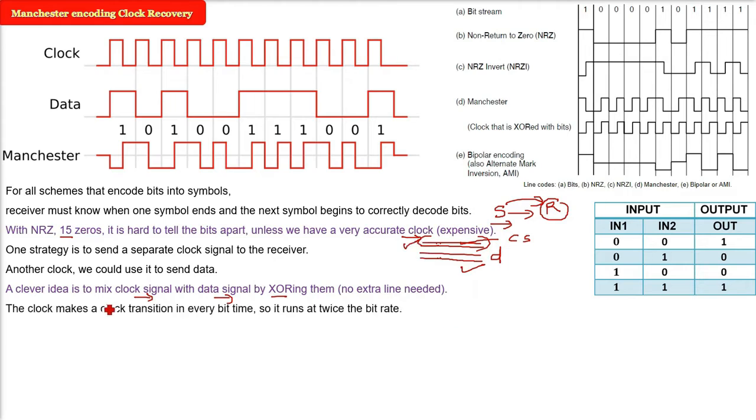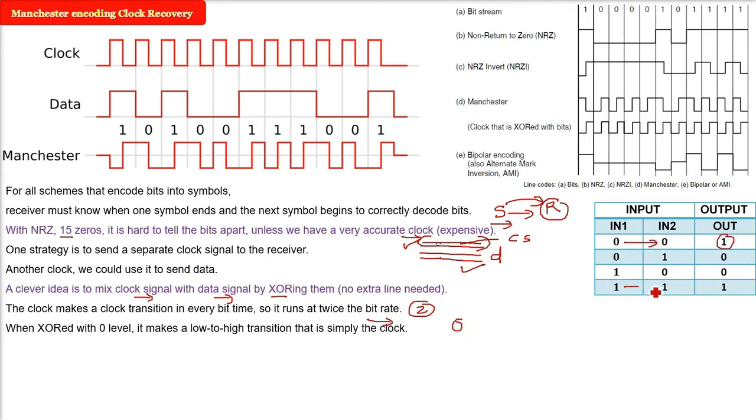So the clock makes a clock transition in every bit time. So it will run at twice the bit rate, because the clock is making a clock transition in every bit time. And since we have XORed the clock signal with the data signal, on the right I have shown you the truth table. So when we have 0, 0, it will give you 1. When you have 1, 1, it will give you 1. If they are different, 0, 1 or 1, 0, you will get a 0.